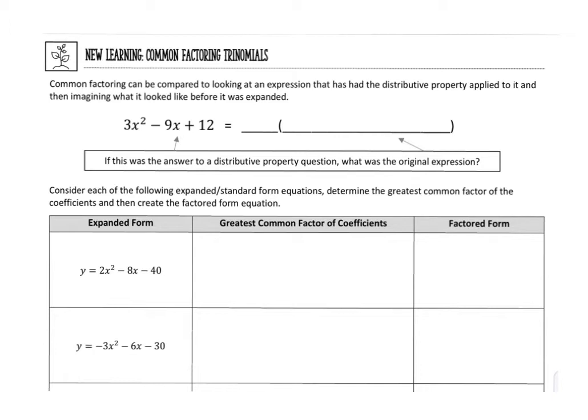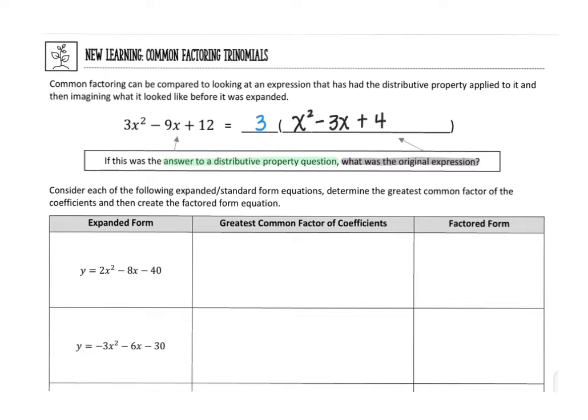So if we had an answer from a distributive property question of 3x squared minus 9x plus 12, we could factor that by putting a 3 outside the brackets and then thinking about what would need to be inside the brackets so that when it was multiplied by 3, we would get the original expression. In this case, it would be x squared minus 3x plus 4.